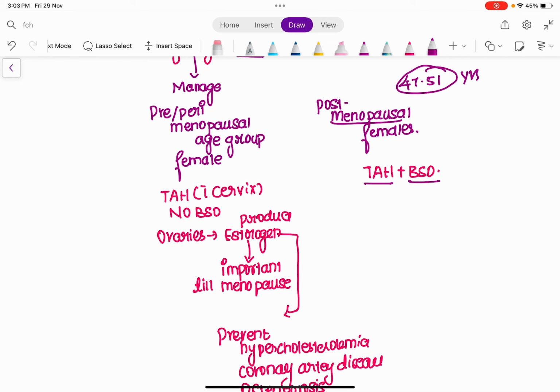What do you mean by total abdominal hysterectomy? Abdominally, you are going to remove the uterus. That is called total abdominal hysterectomy. Hysterectomy is the removal of the uterus with the cervix. Right? So total abdominal hysterectomy is done. What is bilateral salpingo-oophorectomy? Bilateral is both. Salpingo is fallopian tube.